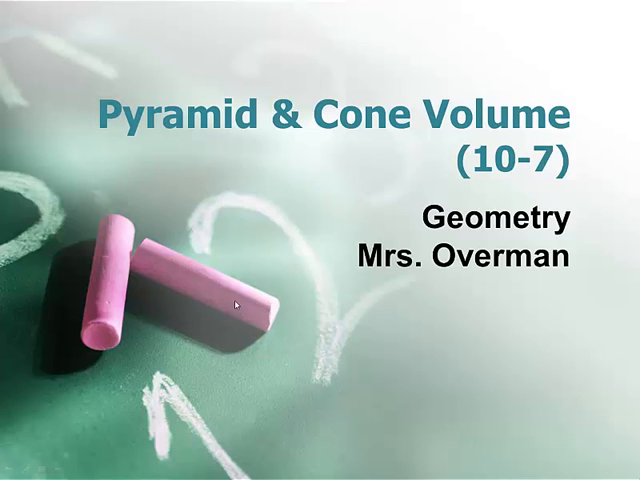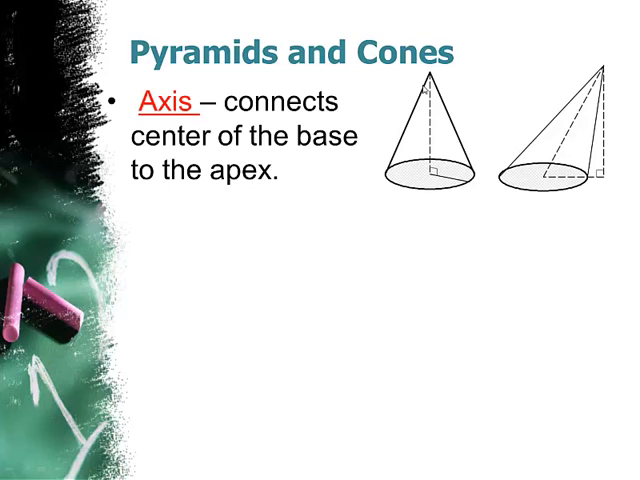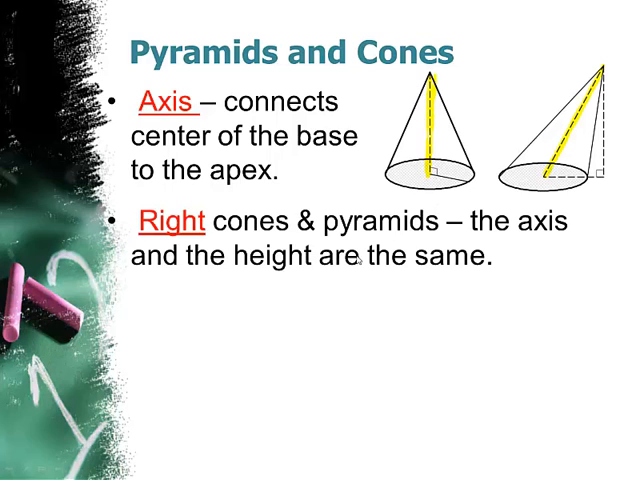Now we're going to take a quick look at the volume of pyramids and cones. Just so you know, one of the components of a cone is the axis, and that connects the center of the base to the apex. You can see it marked there. In right cones, the axis is straight up and down, perpendicular to the base. And in fact, it will be the same as the height in right cones.